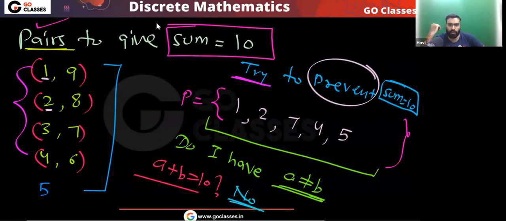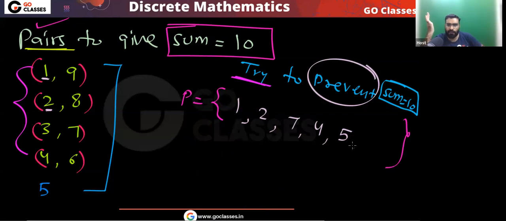But if I add one more number, can I guarantee I will get summation equal to 10? If I add one more number, it does not matter which number, can I guarantee summation equal to 10? Are you getting my point? Please tell me, did you understand this?